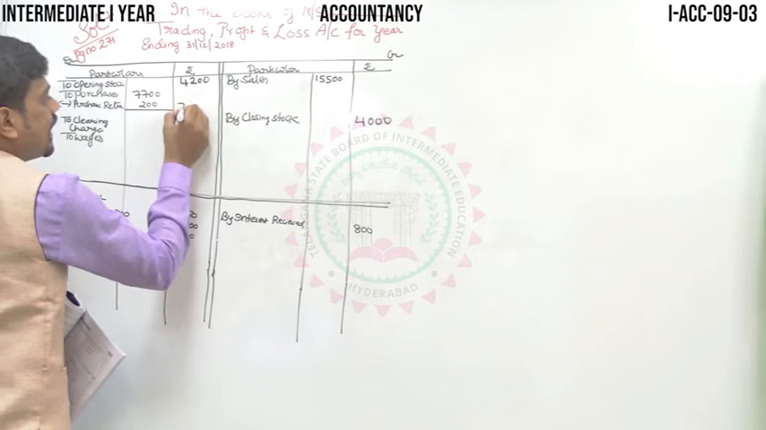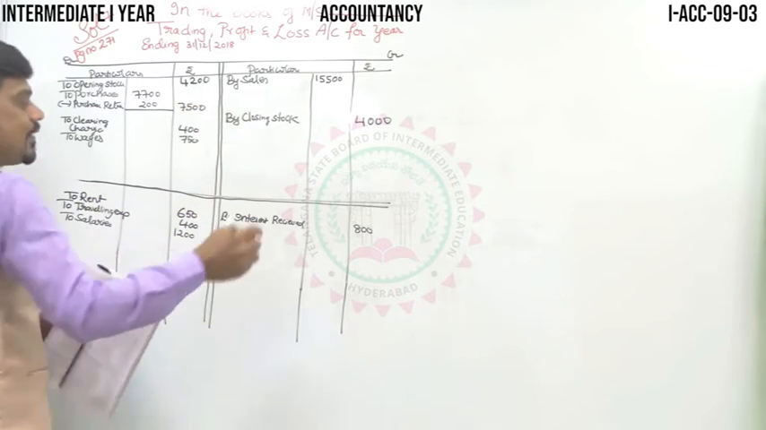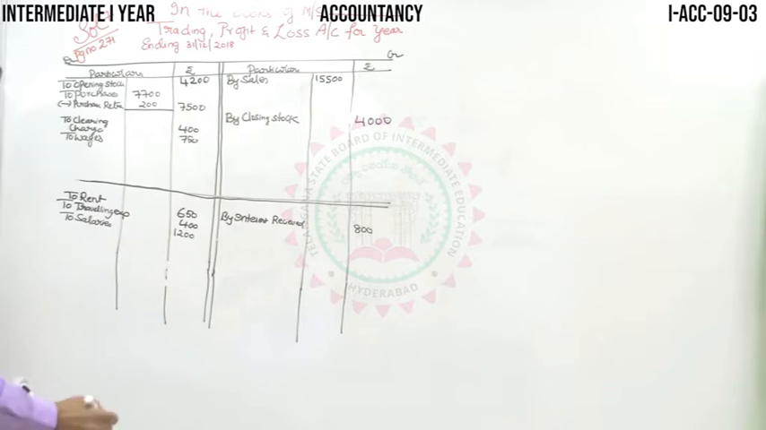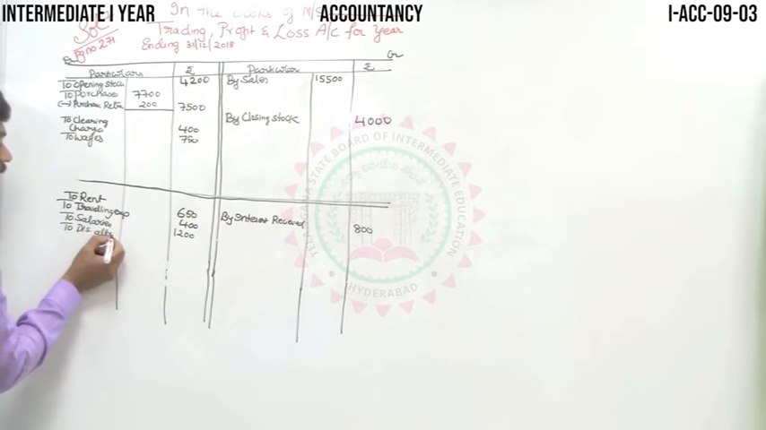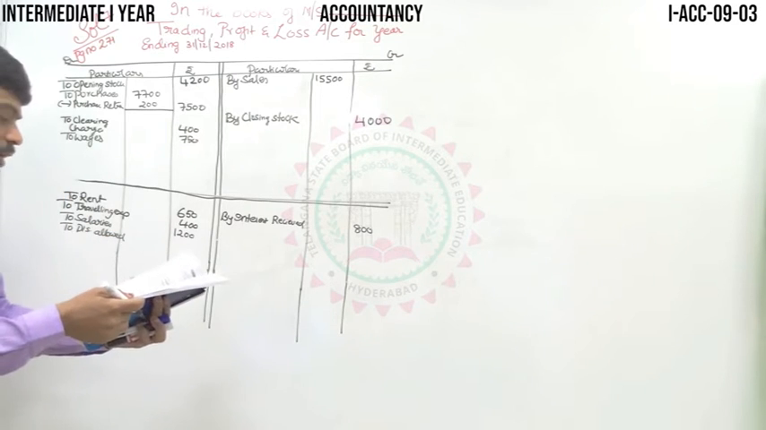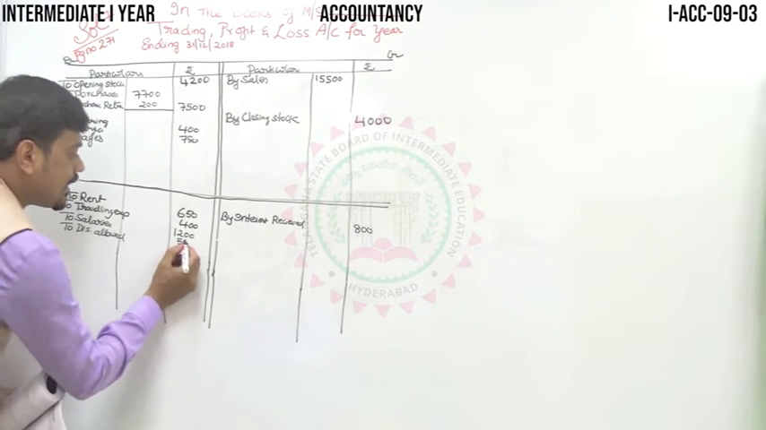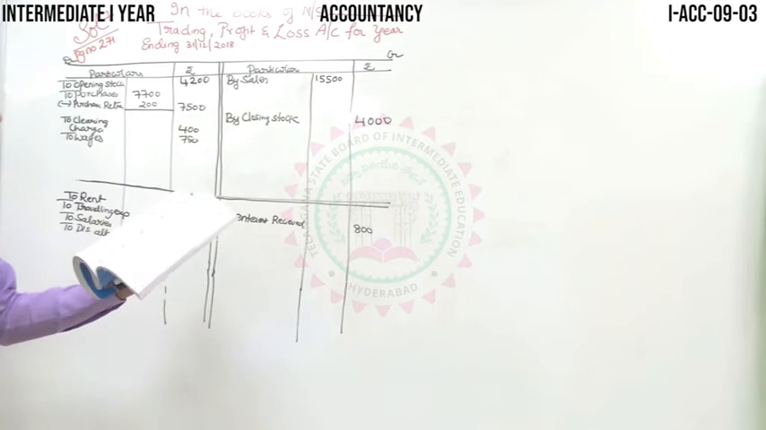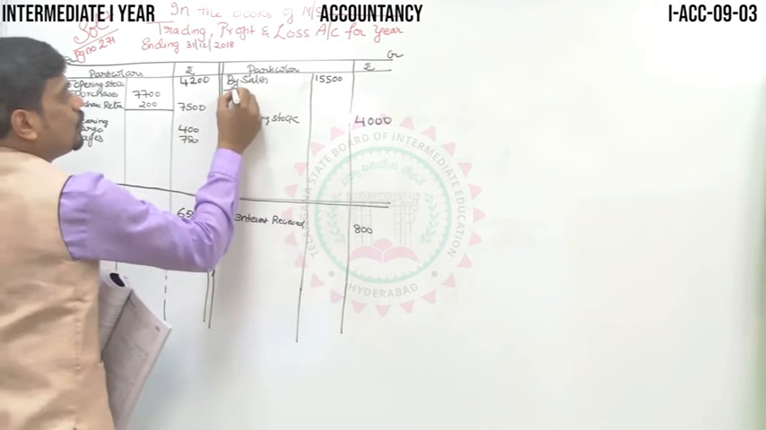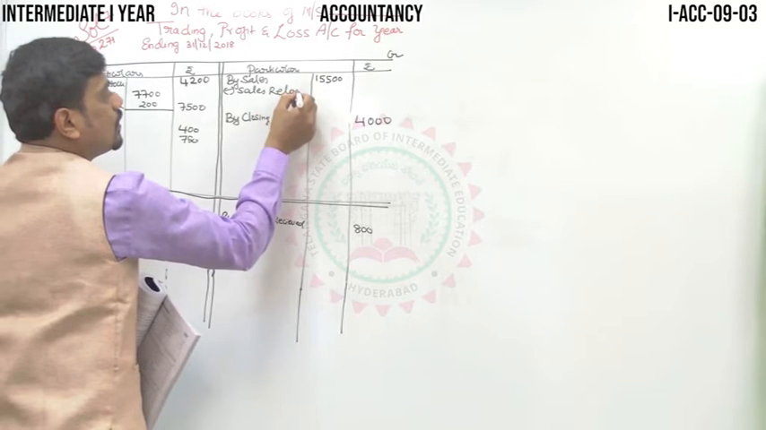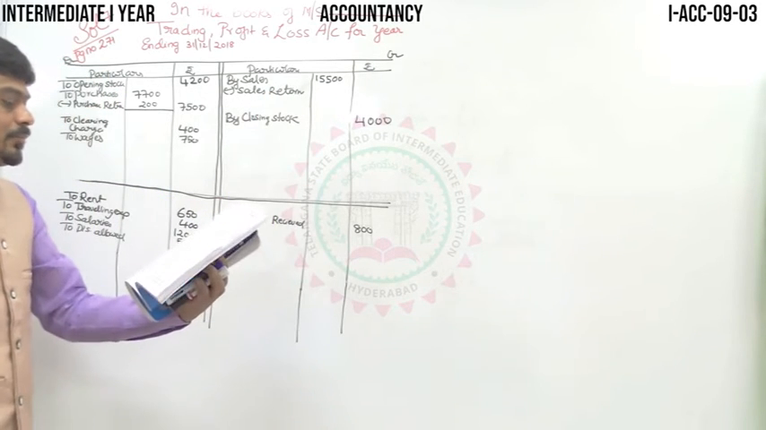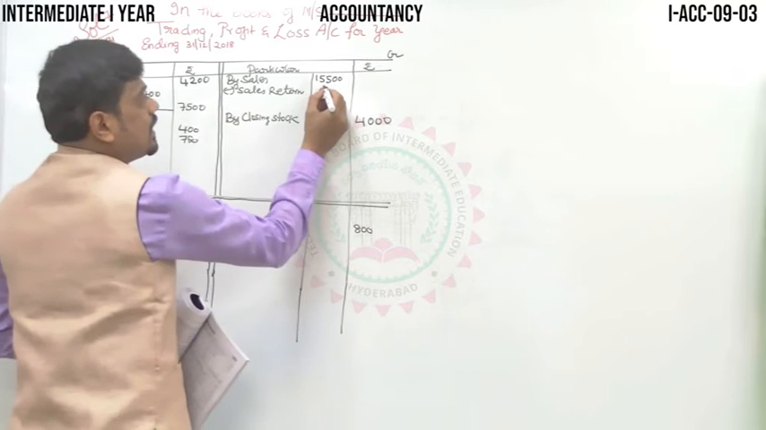We'll see the difference, 7,500. Then discount allowed. Discount allowed goes to profit and loss account. So to discount allowed 525. Then sales return. We know it should be subtracted from sales. So we'll go to trading account, credit side, by minus sales return 300.